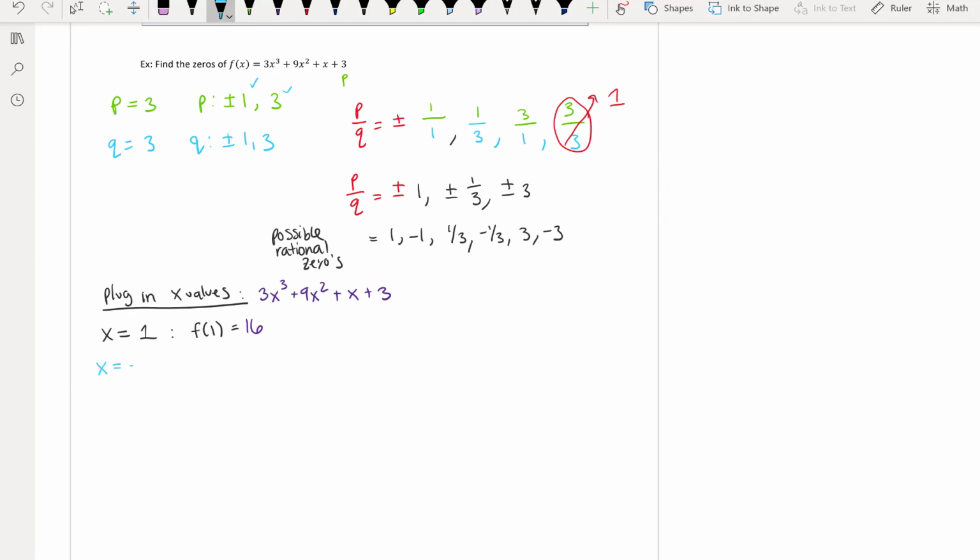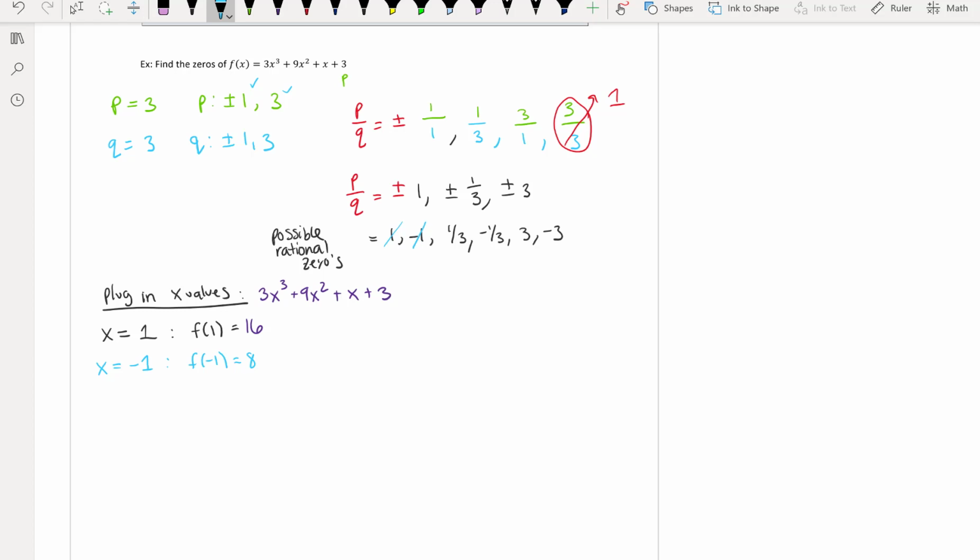Let's try x is equal to negative 1. So f of negative 1. So I tried positive 1. That didn't work. So f of negative 1. Let's try that. So 3 times negative 1 to the 3rd power plus 9 times negative 1 squared plus negative 1 plus 3. This is going to give me 8. So negative 1 didn't work as well. Okay, well, the 1/3s are going to be kind of difficult, but that's okay. And I don't have to go in order.